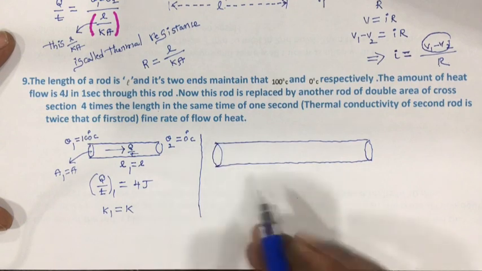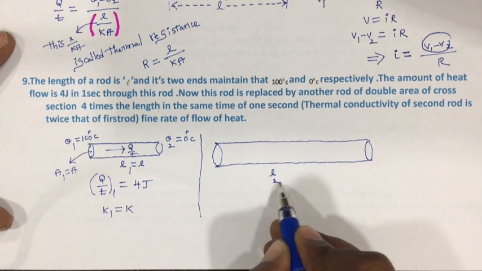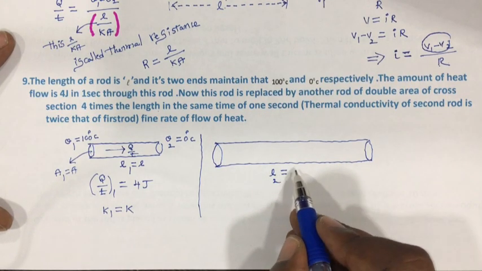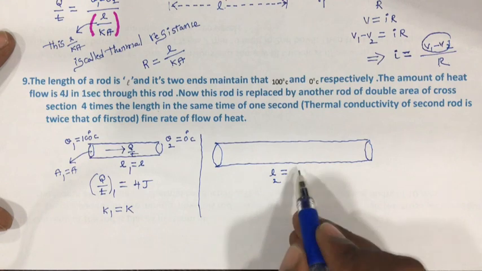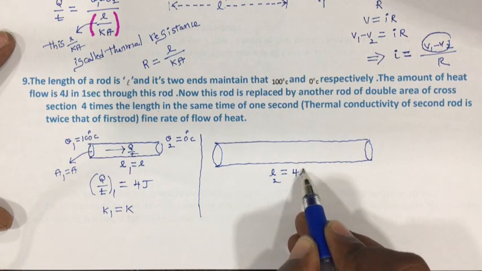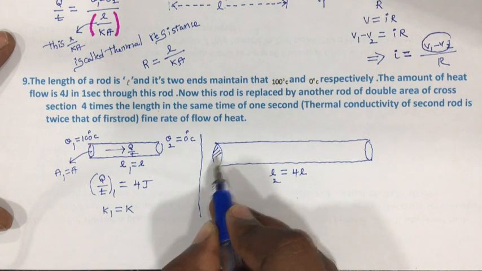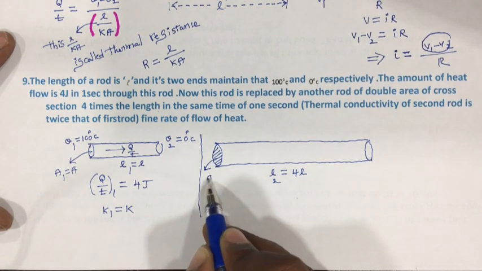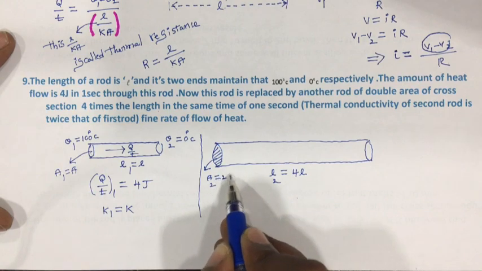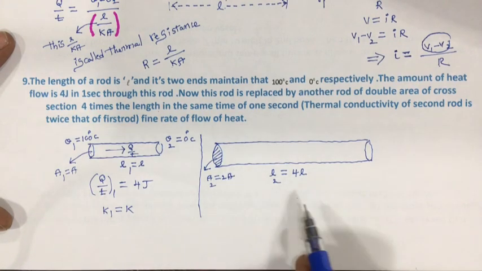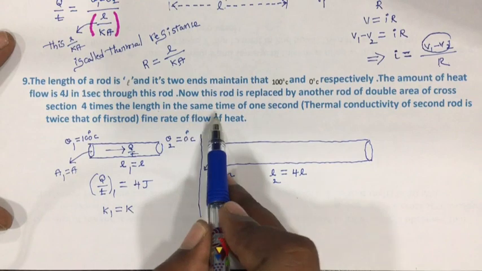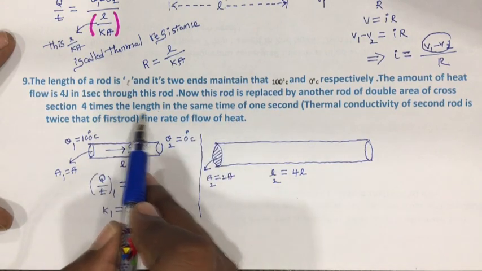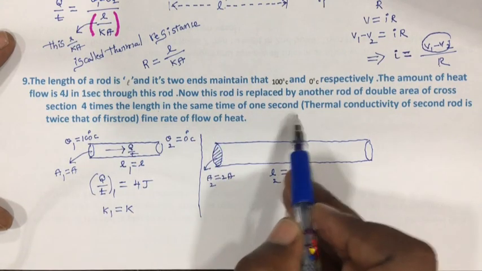Now the length of the rod, ఇప్పుడు ఈ rod length L2 is equal to 4 times, 4L. So this is the area of cross section. Area of cross section is double, A2 is equal to 2A. In the same time, 4 times the length, in the same time of 1 second.